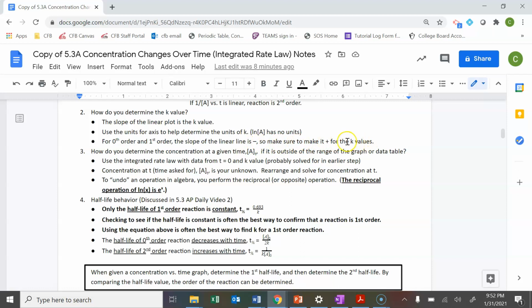So just know that the K values will always, always, always be positive. If not, make it positive. Just change it into a positive number. So 0 in first order, you'll have to do that.